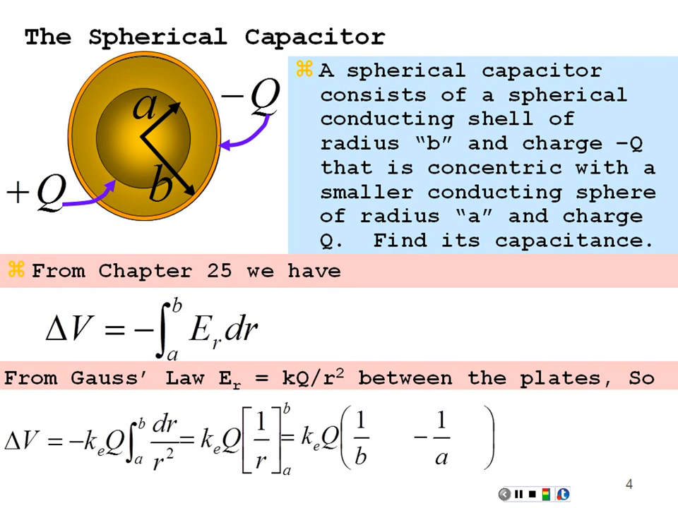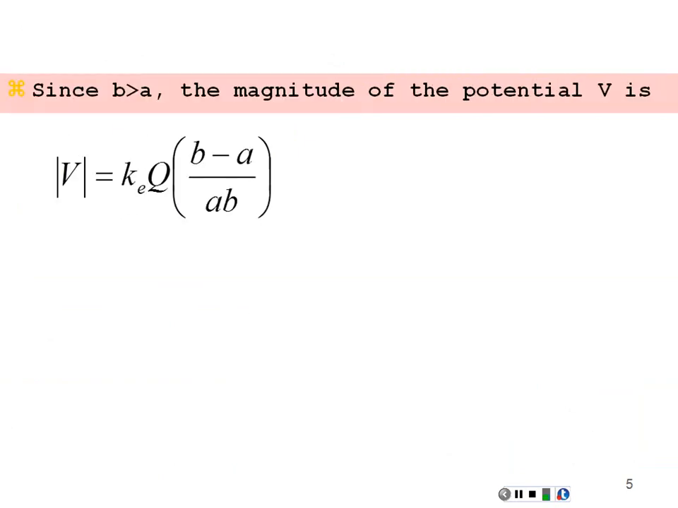Find a common denominator for those two fractions. So we'll multiply them each by 1. And we have that this potential difference is kq, a minus b over a times b. Bear with me, we're doing this for a reason. So the magnitude of that potential difference will be kq, b minus a over a times b, because b is greater than a.